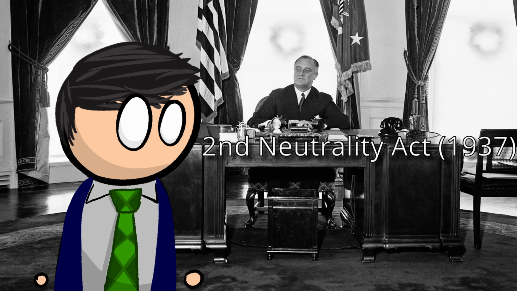The second one soon followed in 1937 and was a response to the Spanish Civil War. This gave the president the authority to ban all belligerent ships from U.S. waters. However, FDR was by no means an isolationist, so this Neutrality Act allowed him to build relationships with other countries even if they were at war.